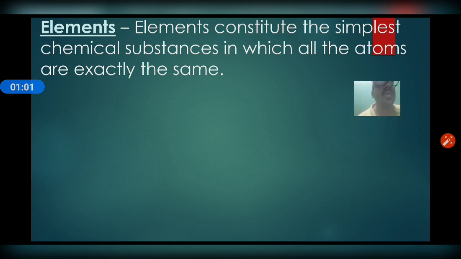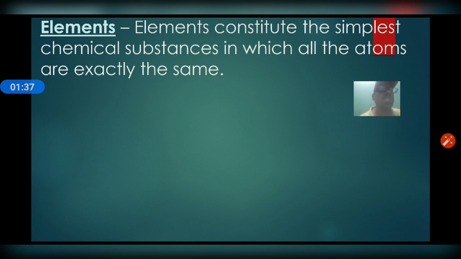You can compare the element with your tissue. Like your body is made up of cells, and lots of cells combine to form tissue. Like that, in matter, the smallest particle is the atom, and lots of atoms combine to form an element. An element is made up of the same kind of atom, which means they have the same chemical properties. All atoms must be the same by their chemical properties, by their structure, by their nature.